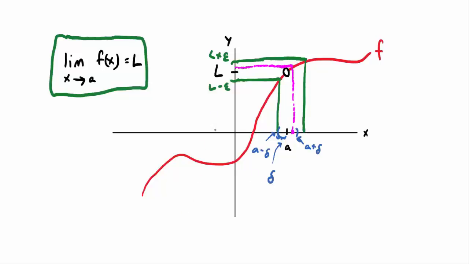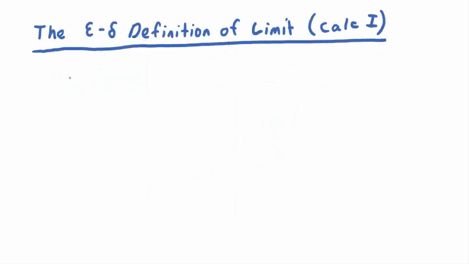So now that we've grabbed hold of some actual values, the epsilon, the delta, the a, the L, we can make this Calc 1 definition of limit much more precise. That picture leads to the epsilon-delta definition of limit from Calculus 1.